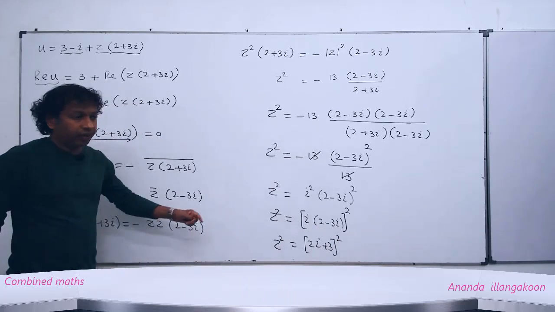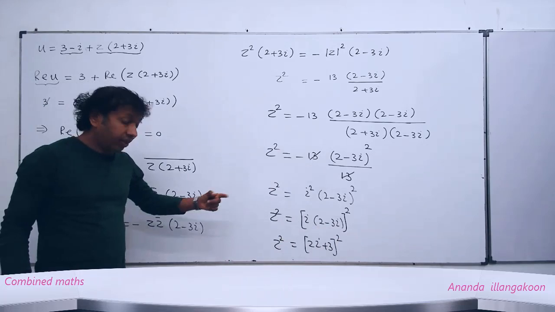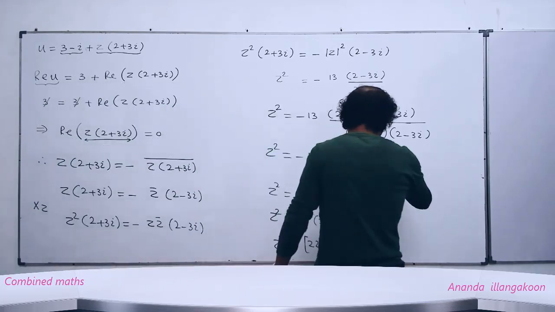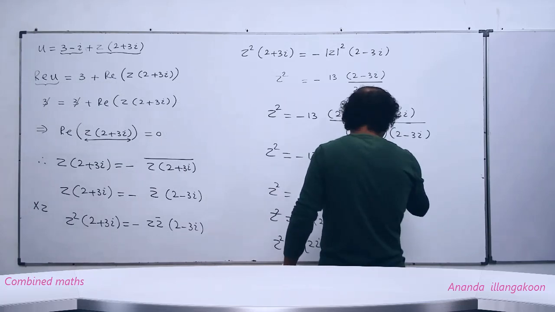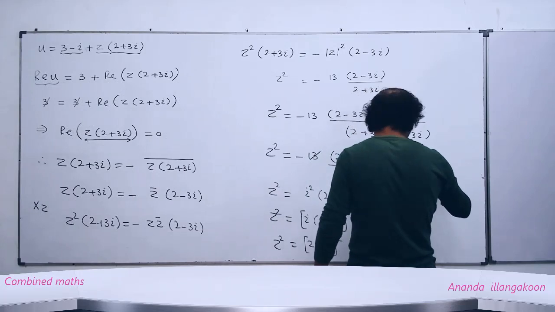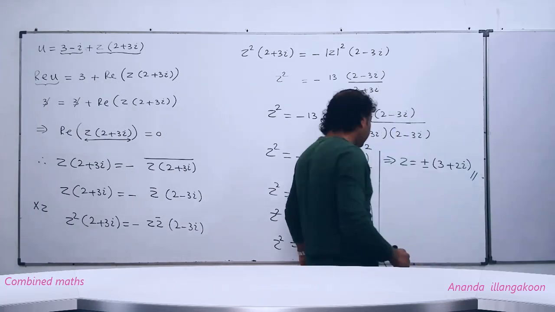Now, people, you can take the positive square root, right? Sorry, not positive square root. On the right hand side, when you take the square root, you have to put plus or minus. This implies z equals plus or minus (3 plus 2i). That's how we take that answer.